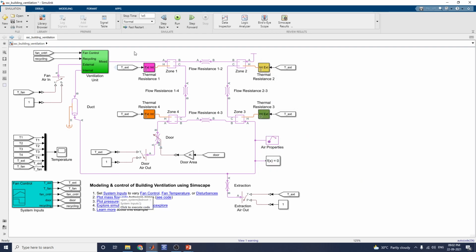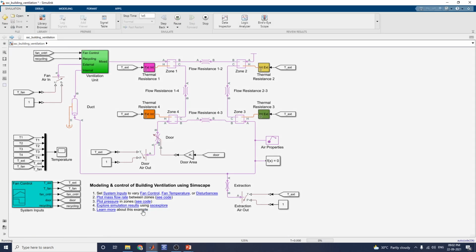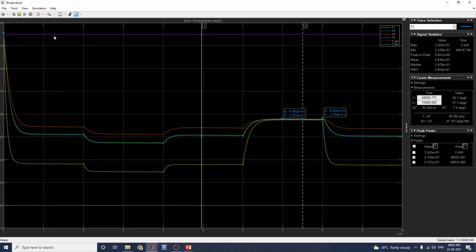Now let us see the simulation. At the time of simulation, we can set the system inputs to vary the fan control, fan temperature, and disturbance also. Here, by using this temperature scope available in Simulink, you can see the signal statistics and cursor measurements, and a peak finder also you can set. Here the legend shows temperature 1, temperature 2, temperature 3, temperature 4, which represent the zone temperatures. Zone 1 is T1, zone 2 temperature is T2. In this manner you can find out the signal statistics values.